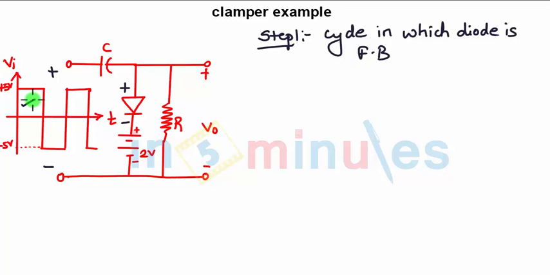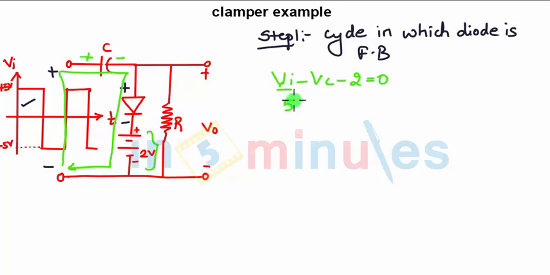In the first positive half cycle, when you apply KVL in the input loop, which starts from this point and goes till this point, the equation will be VI. Then the polarity of the capacitor will be plus minus because the capacitor is getting charged in the positive half cycle. So VI minus VC minus 2, that is this biasing voltage 2 volts, equals 0. Now our VI in this case is plus 5 in the positive half cycle. So 5 minus VC minus 2 equals 0. So VC comes to 3 volts. That means the charge buildup on the capacitor in the positive half cycle is 3 volts.